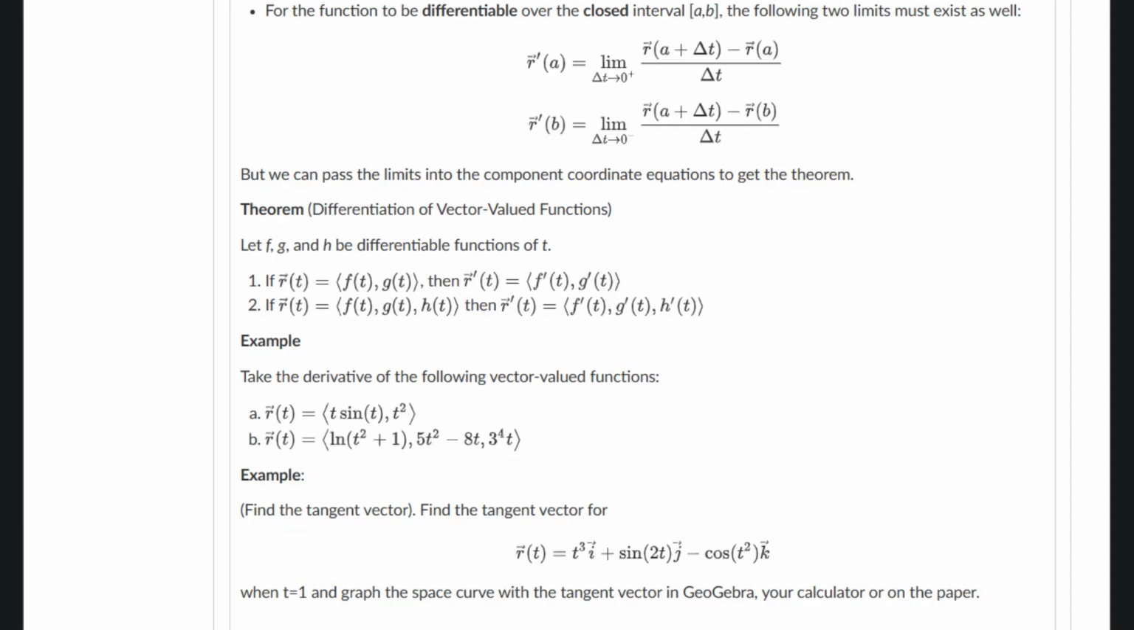The moral of the story is we can compute these derivatives of our vector valued function, and what it tells us about the curve itself is the tangent vector of the curve.